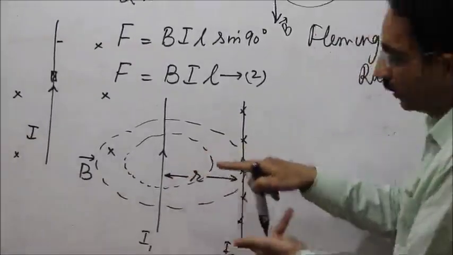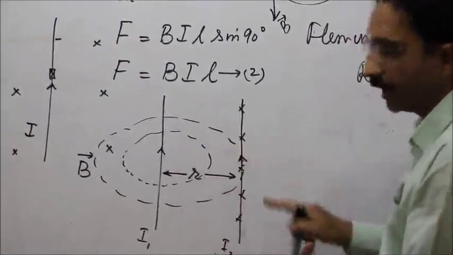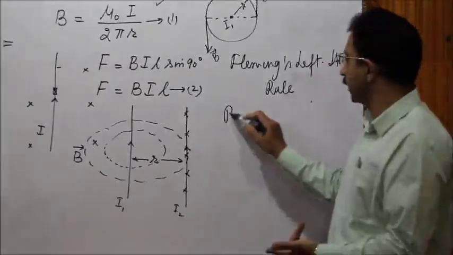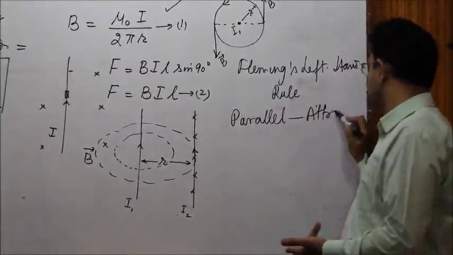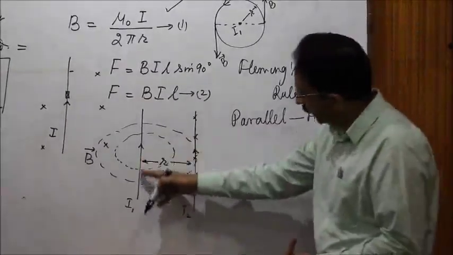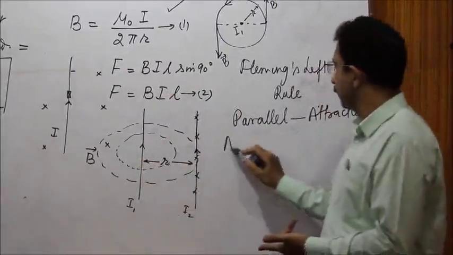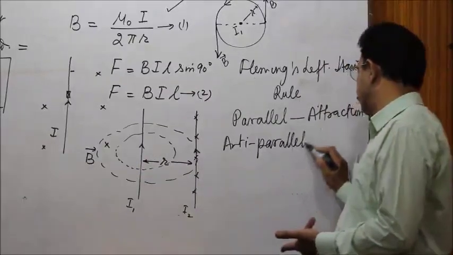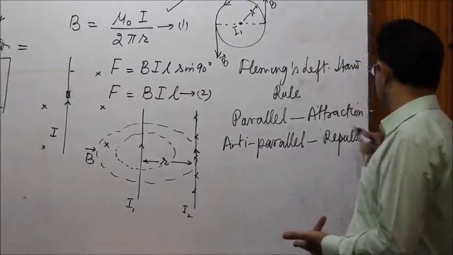And we say that when two conductors are carrying two currents, I1 and I2, parallel to each other, they attract each other. So if the currents are parallel to each other, there is attraction. If you reverse one of these currents, either I1 or I2, there will be a repulsion. That means if the two currents become anti-parallel, they will produce repulsion between the two conductors.